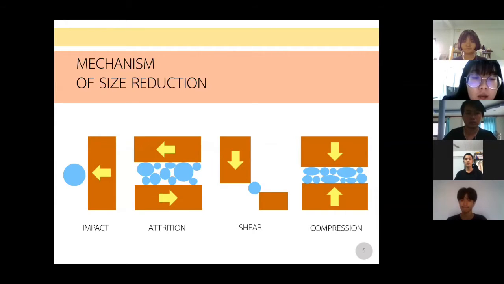Impact is particle concussion by a single rigid force. Next is attrition. Attrition is particle scraping against one another or against a rigid surface. Next is shear. Shear is produced when the particle is compressed between the edge of a hard surface moving tangentially. And the last one is compression. Compression is the particle disintegration by two rigid forces, but it depends on the equipment that you use in the experiment.